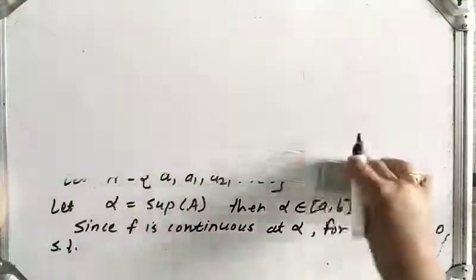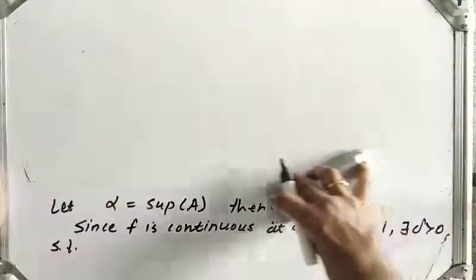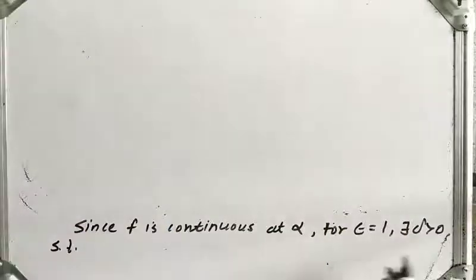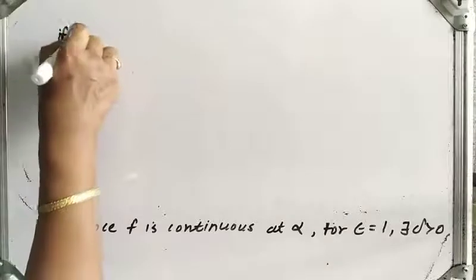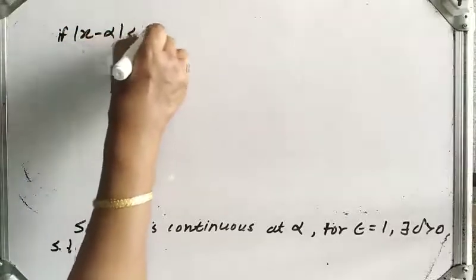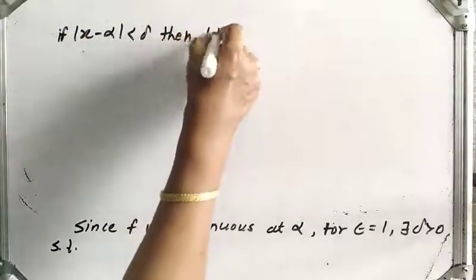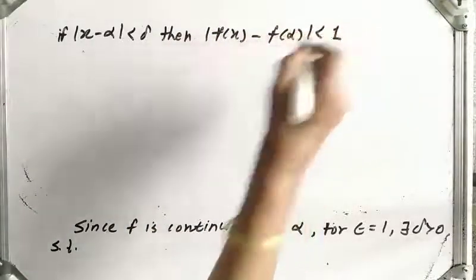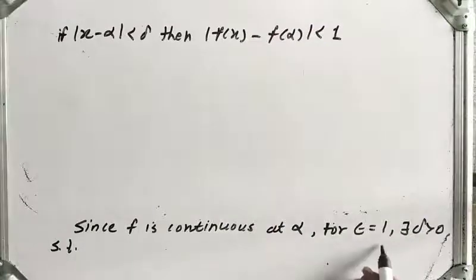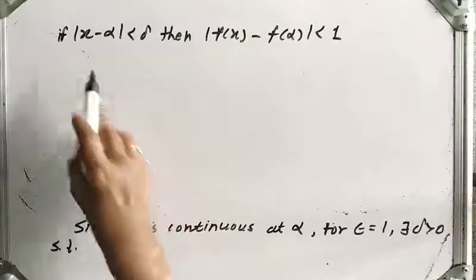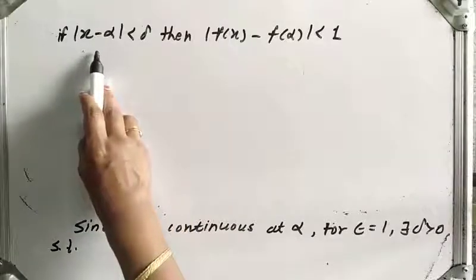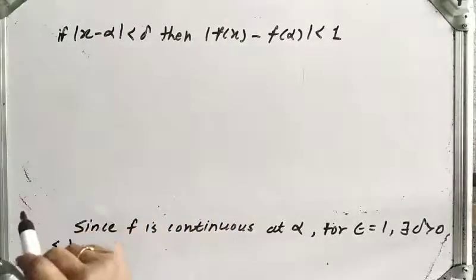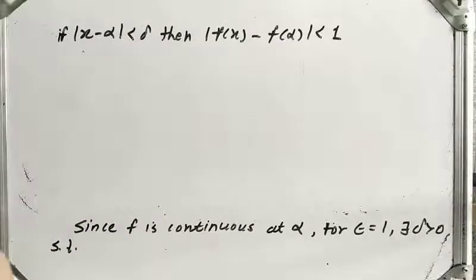By definition of continuity, such that if mod of x minus alpha is less than delta, then mod of f of x minus f of alpha is less than epsilon. We are taking epsilon as 1. Because the function is continuous at alpha, if mod of x minus alpha is less than delta, then mod of f of x minus f of alpha is less than 1.